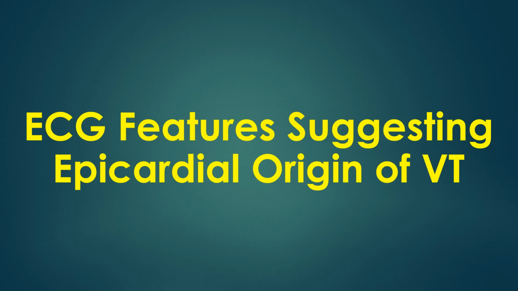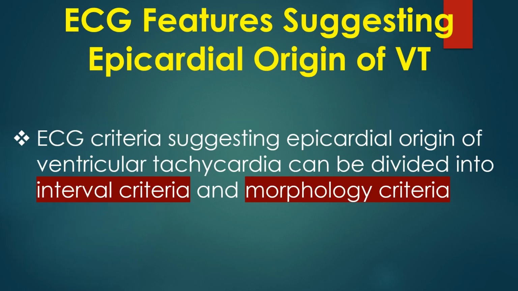Discussion on ECG features suggesting epicardial origin of ventricular tachycardia. This is important in taking epicardial access during ablation. ECG criteria suggesting epicardial origin of ventricular tachycardia can be divided into interval criteria and morphology criteria.